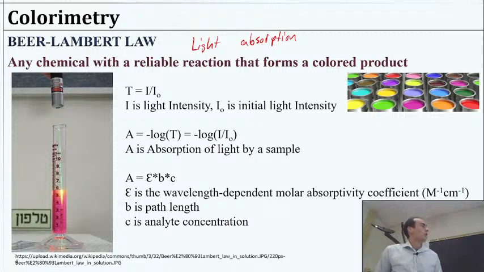Okay, so the way it works is we have some amount of light transmitted. We could call that T. We can define that transmittance as the final intensity of light divided by the initial intensity.